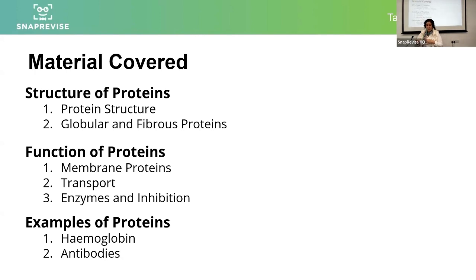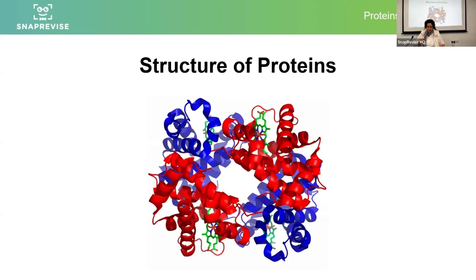collagen or a fibrous protein. We're not going to cover collagen in a lot of detail here, but bear that in mind when you're doing your case study into proteins.